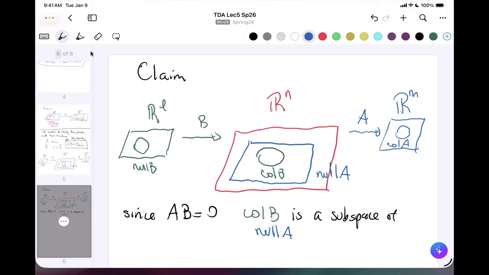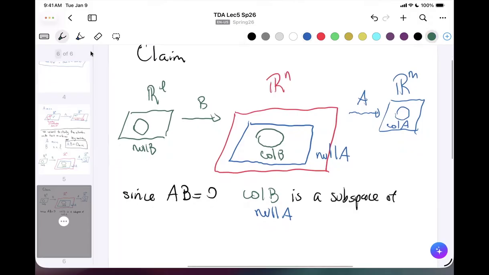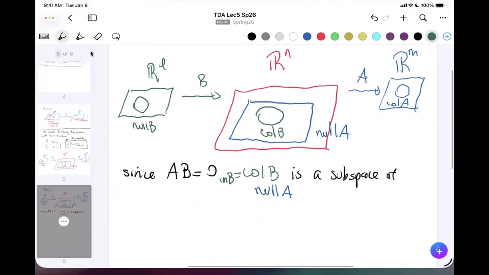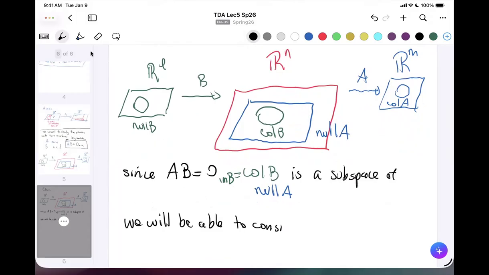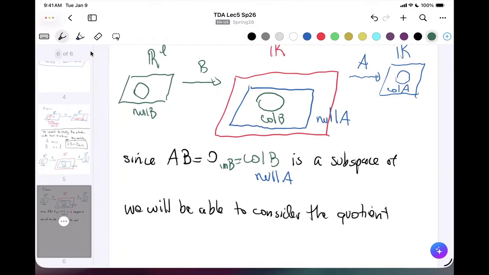So what this is going to allow us to do is, this is called the image of B. Because of this, we will be able to consider the quotient space, the quotient of the null space, where you think of it as being divided in a sense by the smaller subspace.